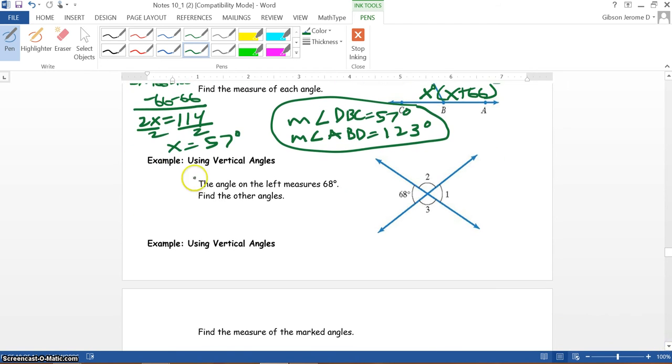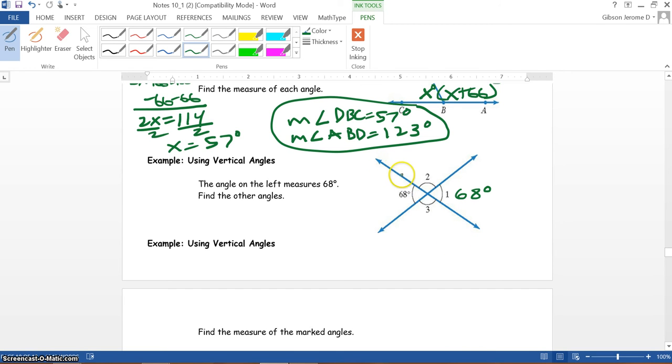Now we come down here, example, using vertical angles. It says the angle on the left measures 68 degrees. Find the other angles. So the angle on the left here will be 68 degrees. Remember, vertical angles are congruent. So this 68 and angle 1 both should be 68 degrees.